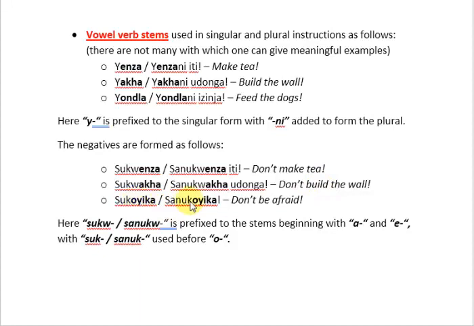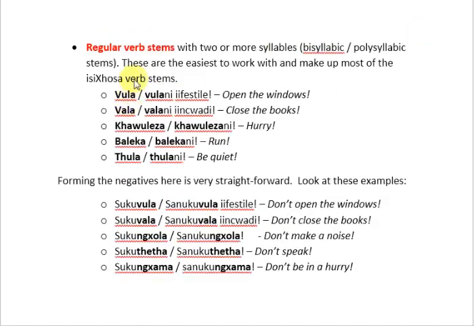Sukoyika and sanukoyika. We notice here with the verb stem oyika, that is because in IsiXhosa you will never have a W-O combination. Therefore, not sukwo, but sukoyika and sanukoyika. Don't be afraid.